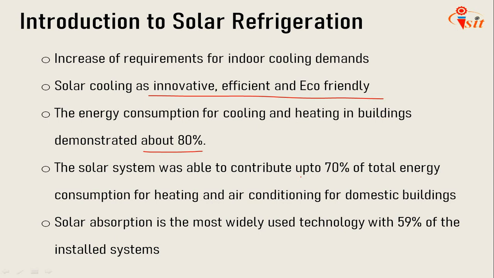Therefore, the annual energy for air conditioning purposes for a room has increased, which was 1.7 gigawatt hour in 1990. Now, in 2010, it has reached almost 44 gigawatt hour. So that is the huge difference in the annual energy consumption. Now it is stated that the solar system was able to contribute up to 70% of total energy consumption for heating and air conditioning for domestic buildings.